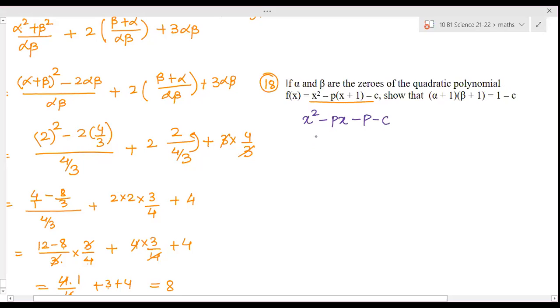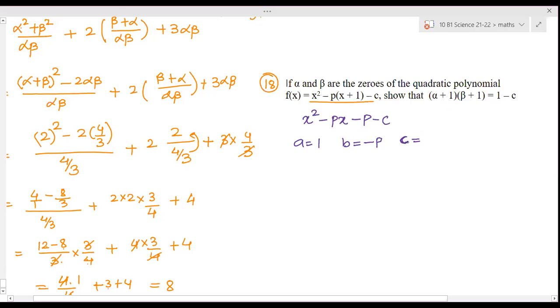Now what is the value of a? It is 1. b is minus p, and c is minus p minus c. What are the values of c? c is minus p minus c.